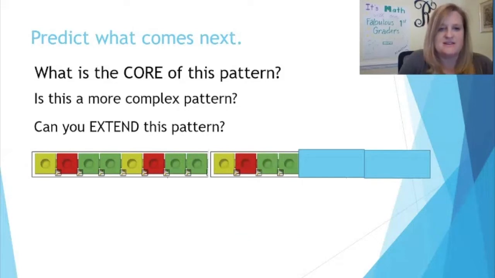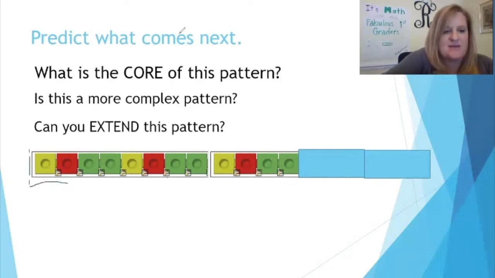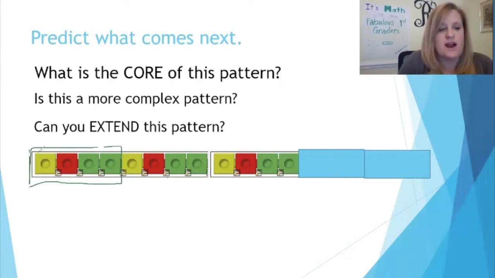It is. So let's look. I'm going to draw a rectangle around my core. Can you draw a rectangle around the core? Let's see if we have the same, if we've identified the core. Did you identify the core as yellow, red, green, green, and then it repeats? Yellow, red, green, green, yellow, red, green, green. That's what I did.